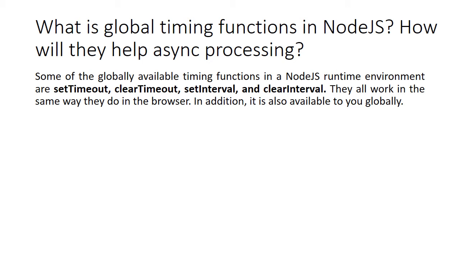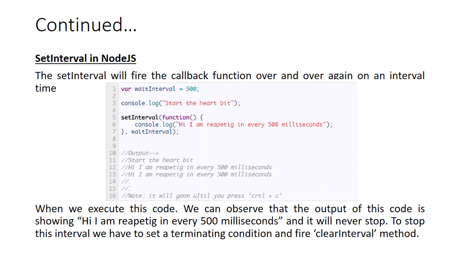Next question. What are global timing functions in Node.js? How will they help async processing? Some of the globally available timing functions in a Node.js runtime environment are setTimeout, clearTimeout, setInterval, and clearInterval. They all work in the browser. In addition, they are also available to you globally.